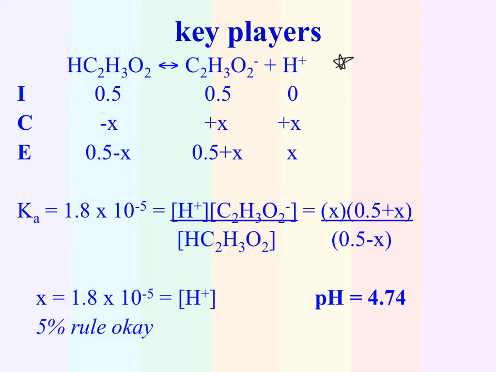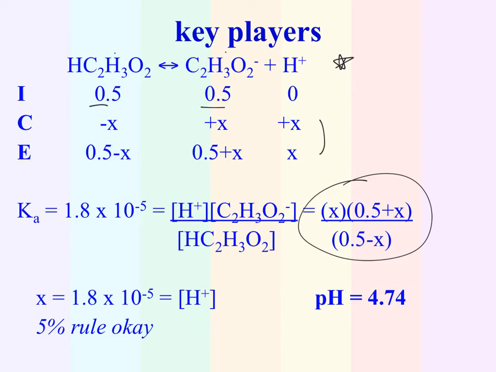We set up our ICE table. We know our initial concentrations of both the acetate and acetic acid components. We set up our changes just like we normally would and find our equilibrium concentration values in association with X. After we've done that, we set our equilibrium values and plug them into the appropriate equation. Once we've plugged them in, if possible, we're going to make our assumptions about our X values. If that's a possibility, it makes it very easy.